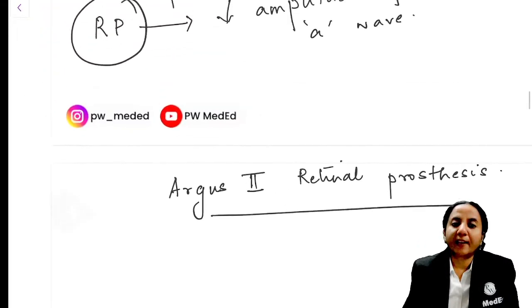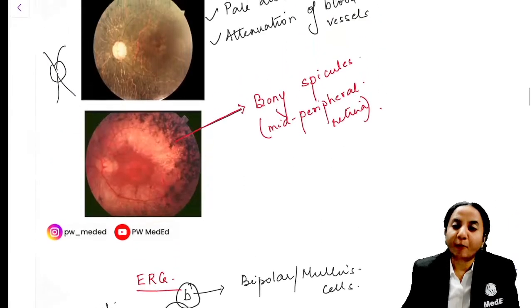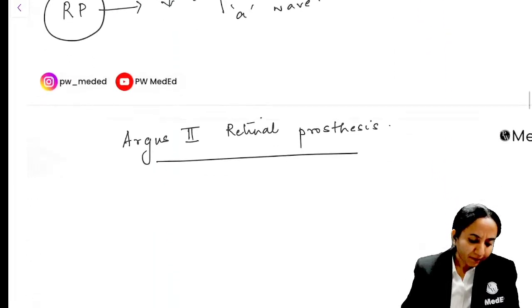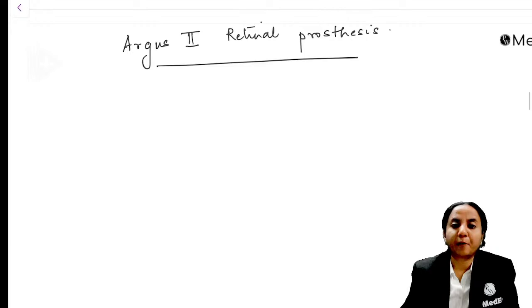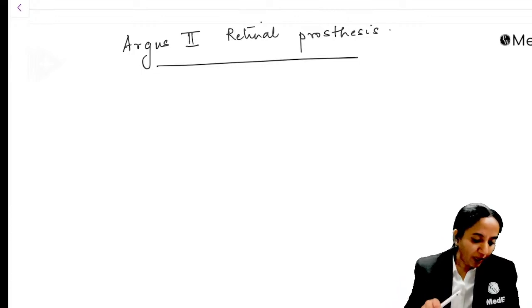Otherwise, in retinitis pigmentosa, most of the treatment that we give is supportive treatment only. So vitamin A is given, then low vision aids, magnifying glasses; all these are supportive treatment. This is one type of Argus 2 retinal prosthesis, which is being used in the treatment of retinitis pigmentosa. If you have any questions, please keep putting them up here.